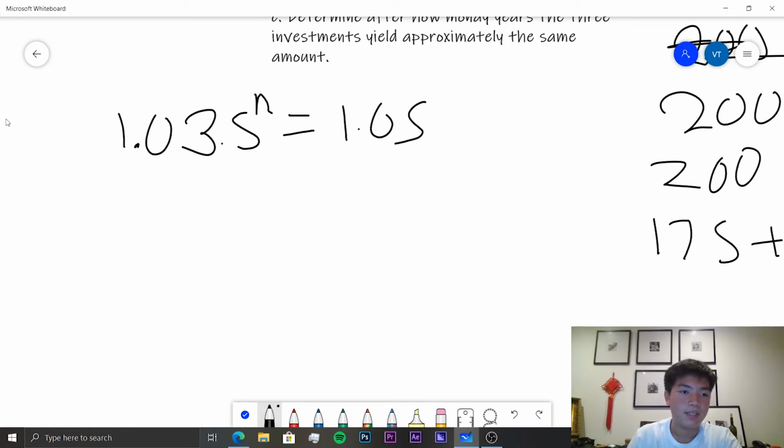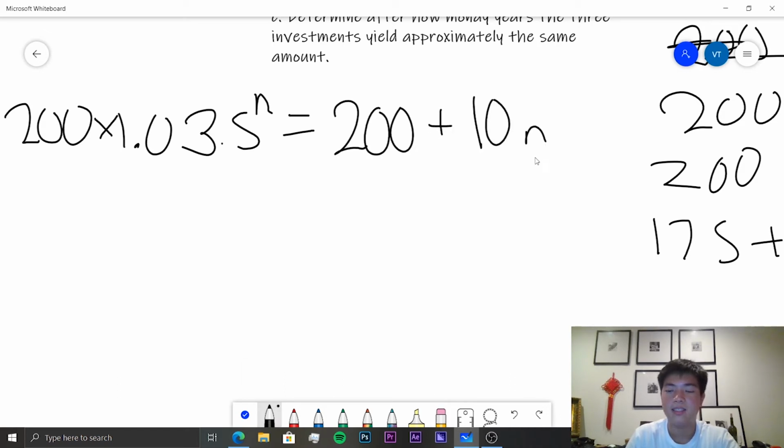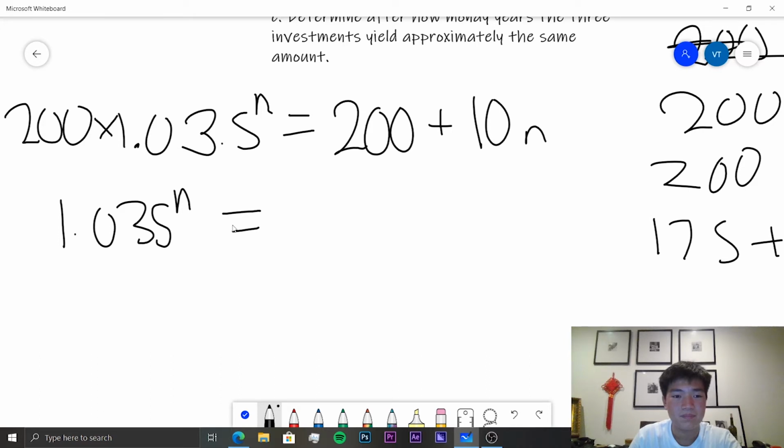So we want to check when the investments will be equal. So 200 times 1.035 to the n is equal to 200 plus 10n. Remember, because this is simple interest, 10 is 0.5% of 200. So we have 1.035 to the power of n is equal to... how would we equate these variables? I guess the straightforward way is taking the log.